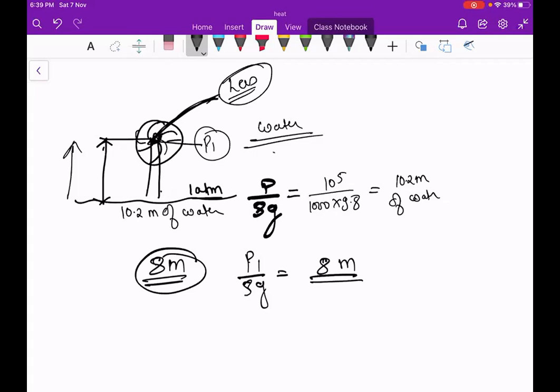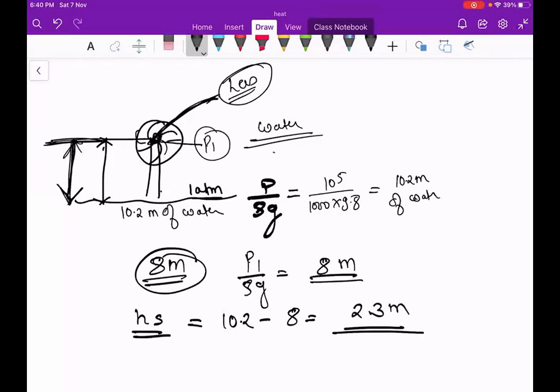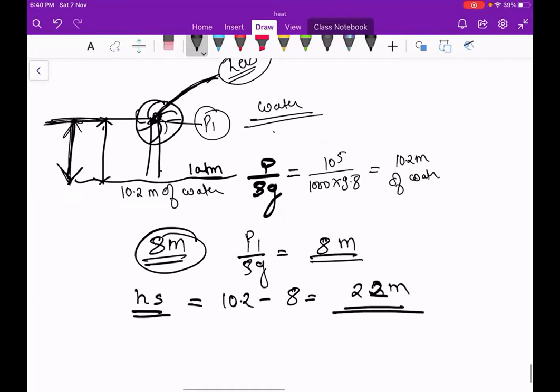So what does it give the idea? What will be the value of suction head then? It will be 10.2 minus 8. It is only coming 2.3 meter. Sorry, 2.2. So 2.2 meter is coming, which means the suction head will be only 2.2.